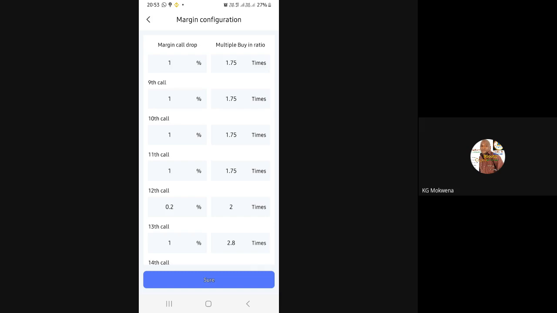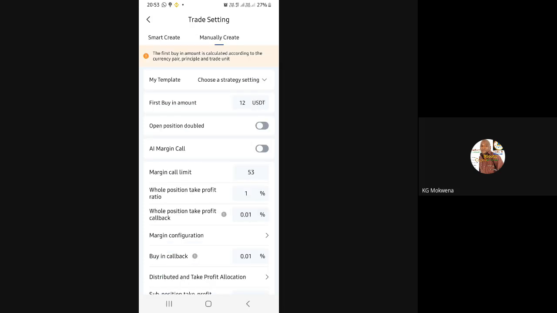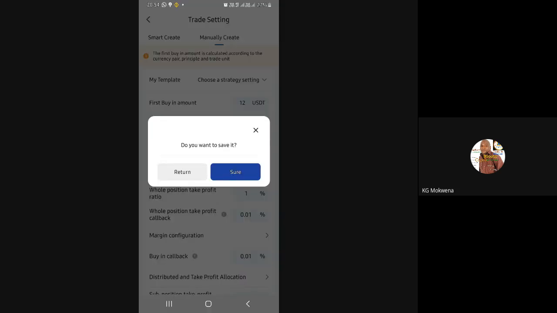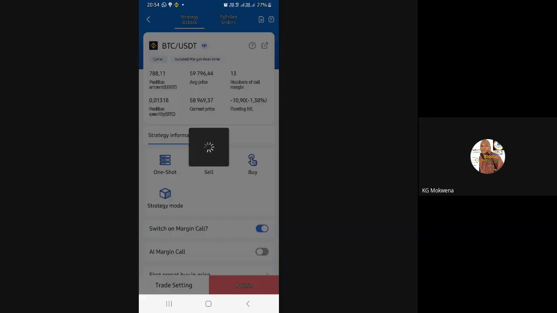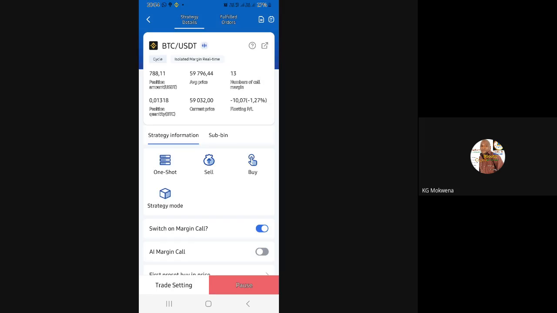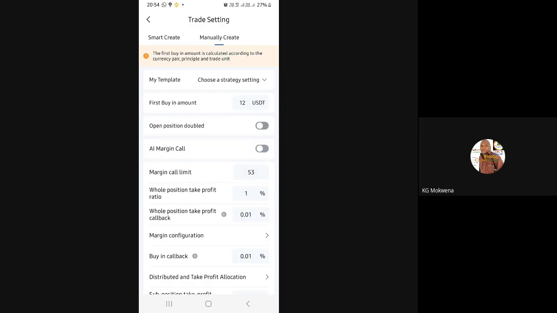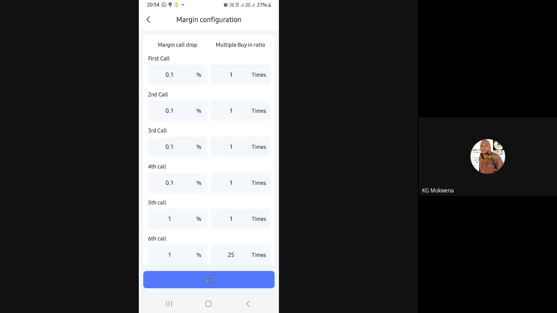So let's return, sir. We return and we don't save. Come out and we don't save. And come out. Yes, and return. No saving. So this is what we have done. And now we click on trade setting for people to see that 2.8 is not there. And then click on margin configuration, and then we're going to call number 13.